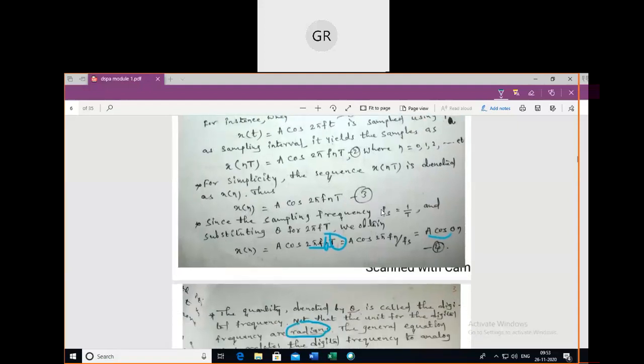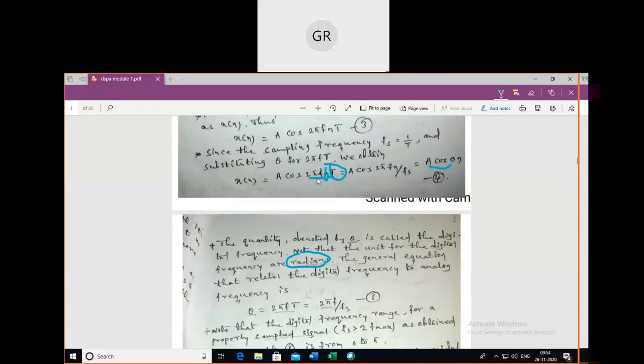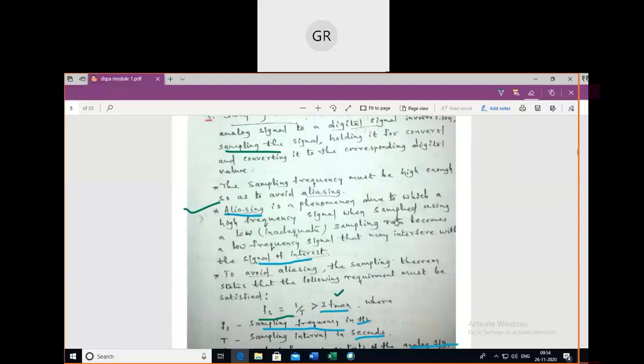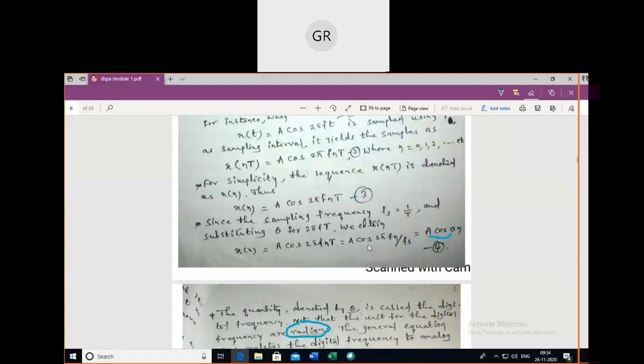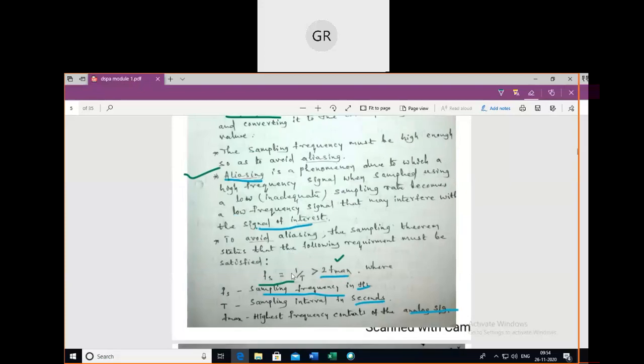Here we know that Fs is equal to 1 divided by T, and substituting theta for 2 pi ft. Then what will we get? x of n is equal to A cos 2 pi f nT. What is T here? Fs is equal to 1 divided by T. Here I can substitute: A cos 2 pi f into n divided by Fs. T is equal to 1 divided by Fs.